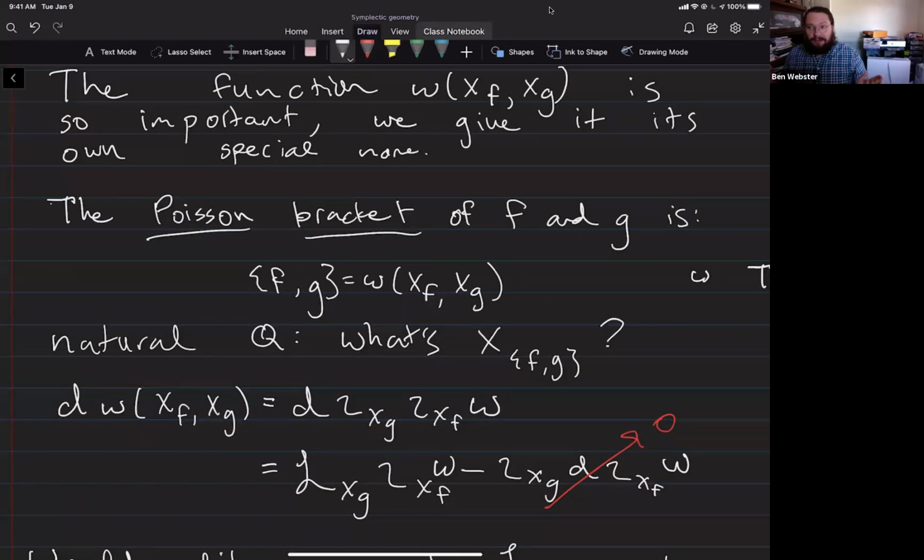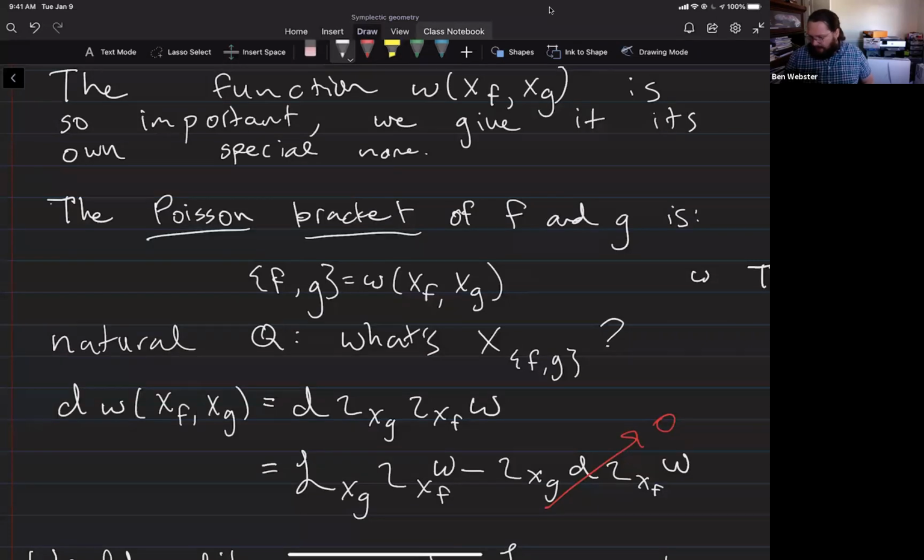So indeed, let's come back to this question. I take this Poisson bracket. This is a way of starting with a symplectic form and two functions and getting a new function. So its Hamiltonian vector field should be something natural, right? It should have some reasonable description. Well, to find it, we should take this function, the symplectic form applied to xf and xg, and we should take d of that.